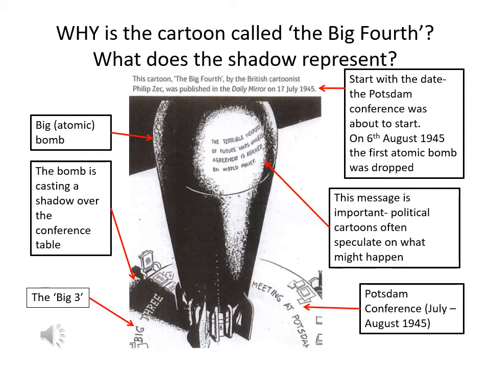You can see the atomic bomb sat in the middle of a table, or on the table. And around the table you've got written Big Three and meeting at Potsdam. So we know that this is about the meeting at Potsdam, and we know that the Big Three are the leaders of the USA, USSR and Britain. And the bomb itself is casting a shadow over the conference table, just as this weapon would cast a shadow, or could cast a shadow, over the post-war world.